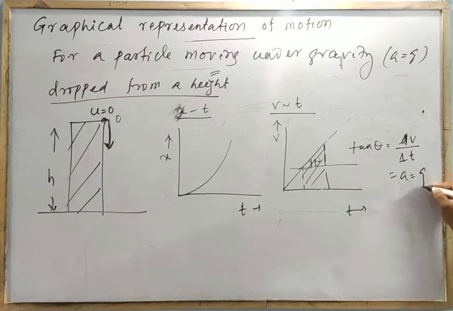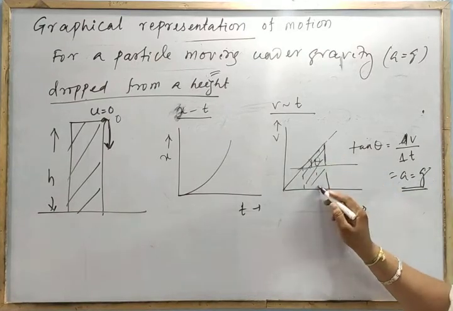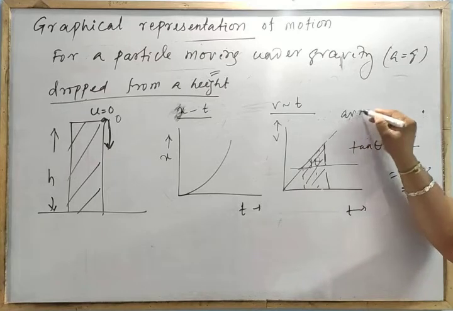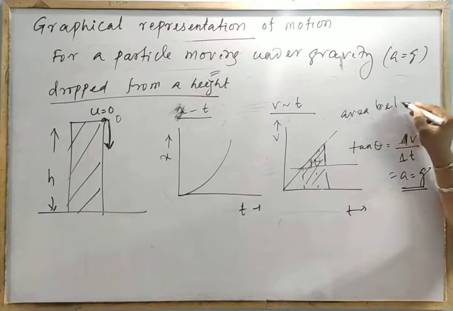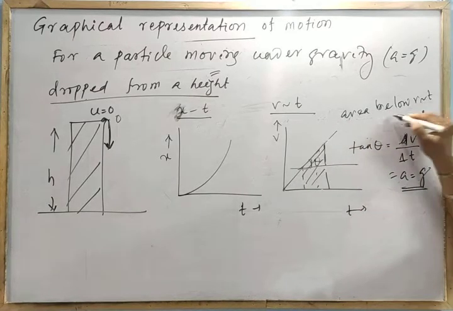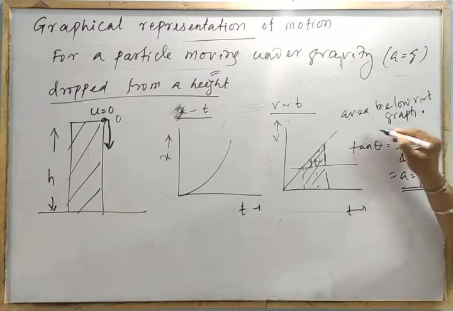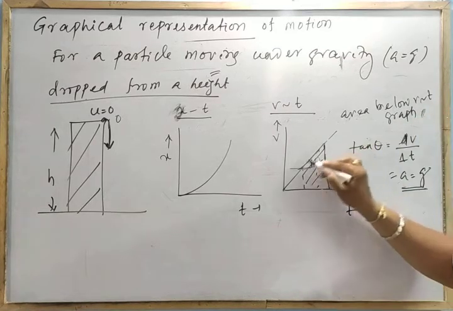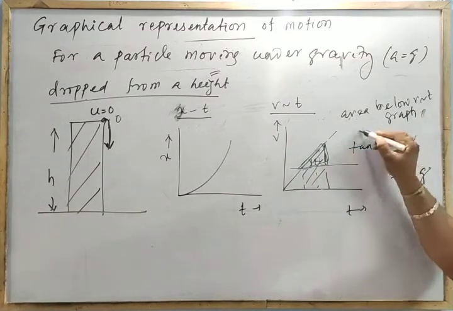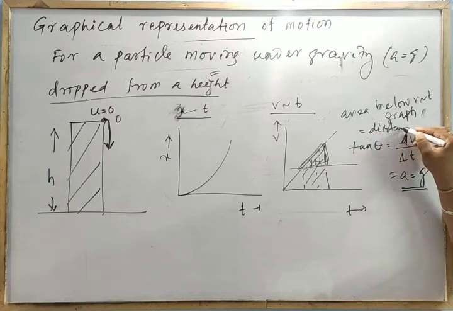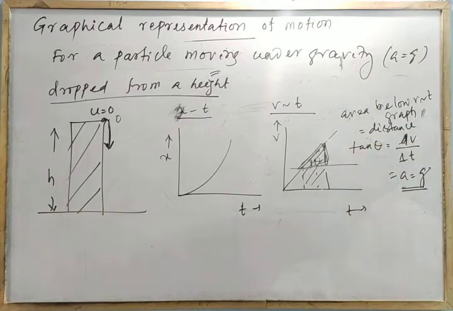Here the acceleration is what? G. Acceleration is equal to g. The slope of this one will give you g. Area below the velocity time graph gives you the distance. That is the conclusion from here.